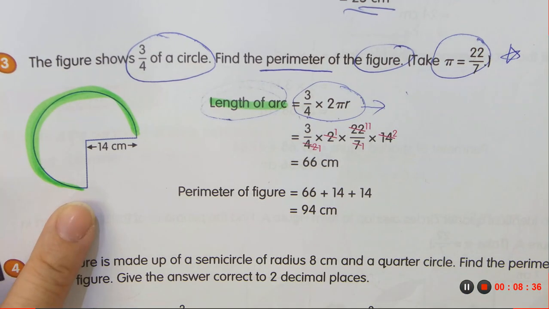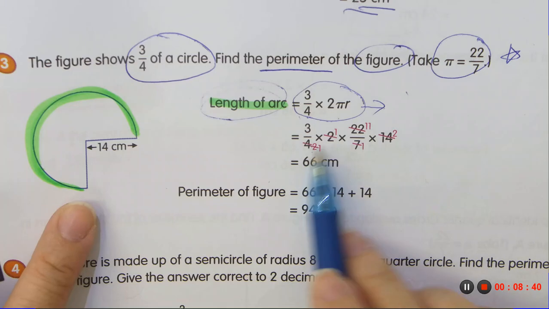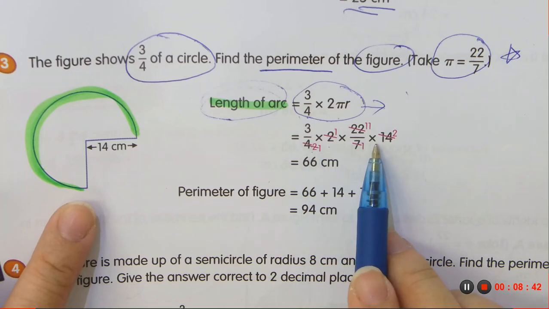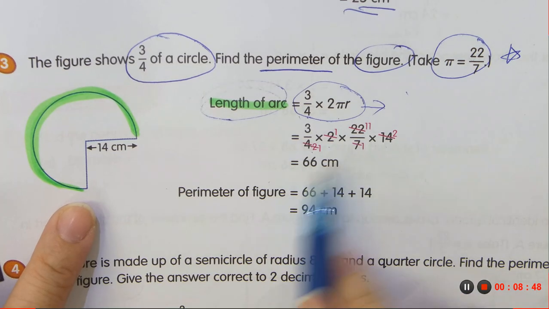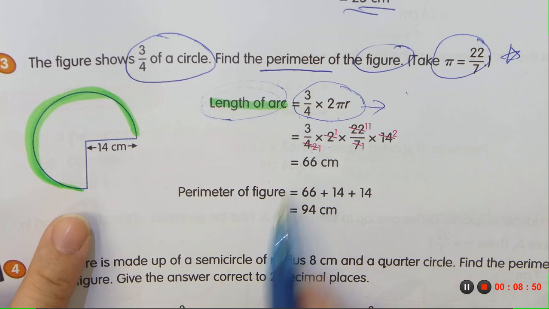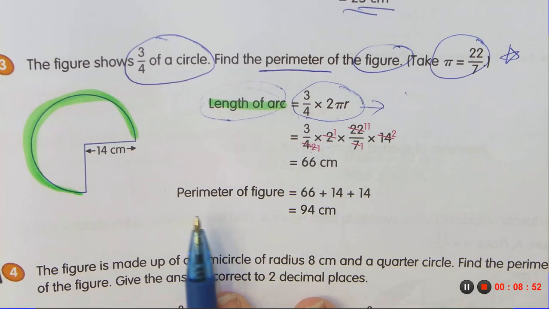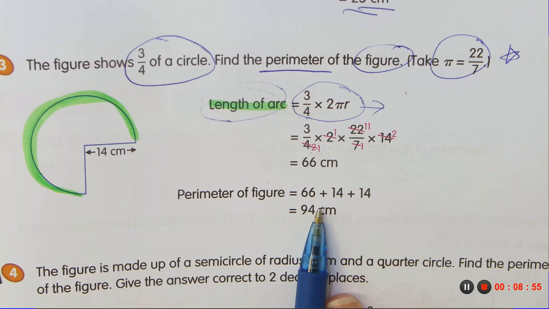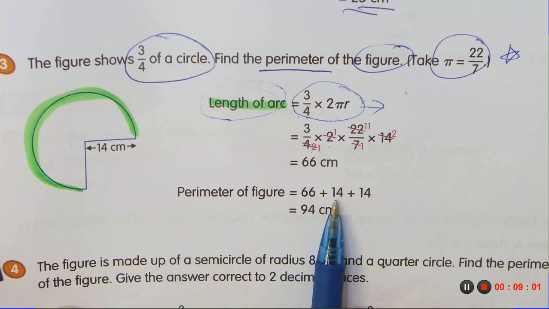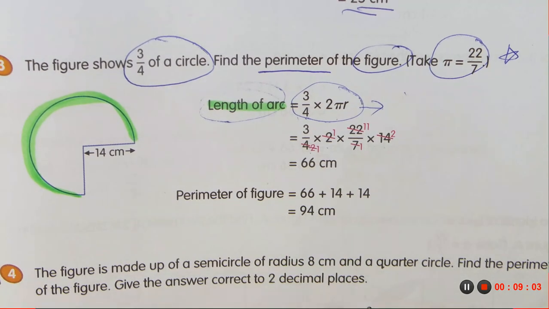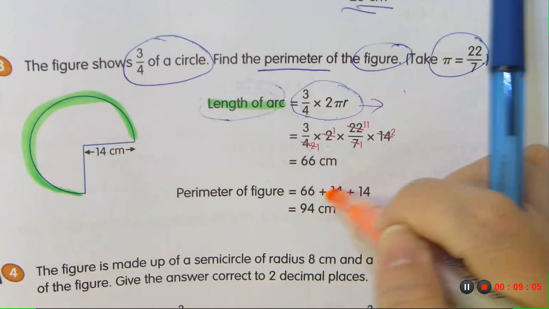Does that make sense to everyone? The next step, 3/4 times 2 times pi times radius 14. Does this make sense to everyone? Now I work out by simplifying, I get 66. Now, the last step, Aiden, what's happening here? The length of the arc plus the radius plus the radius.